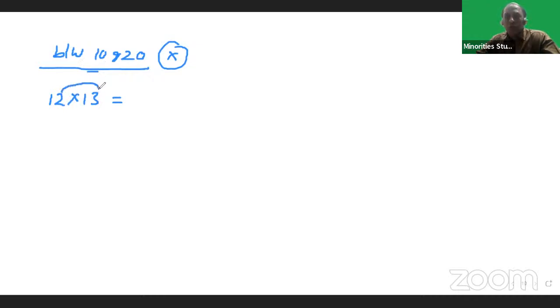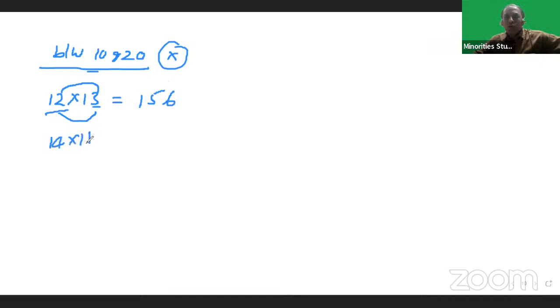First step is find the product of the two unit digits. 2 into 3 is 6. The next step is first number plus the unit digit in the second number. 12 plus 3 is 15. 156 is the answer.